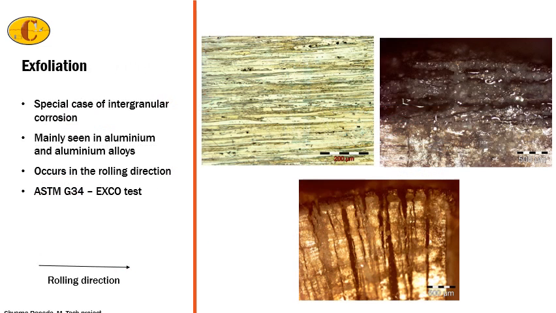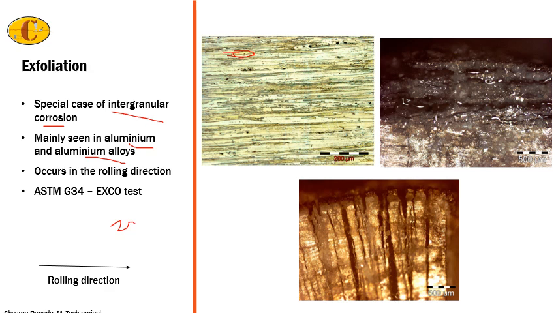is exfoliation. Exfoliation corrosion is a special type of intergranular corrosion. So here it occurs mainly in aluminum and aluminum alloys. It does occur along the grain boundaries, but it is not because of sensitization. It is because the zinc particles or intermetallics, so the fine intermetallics, are present along the grain boundaries.